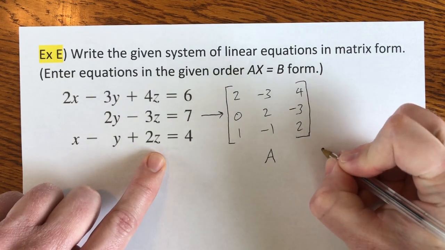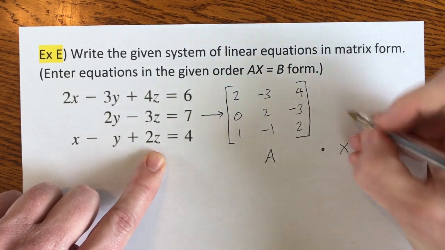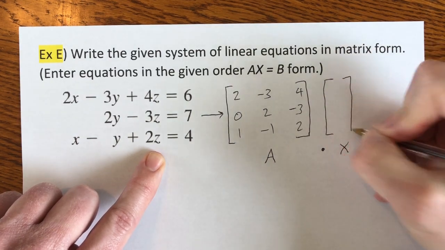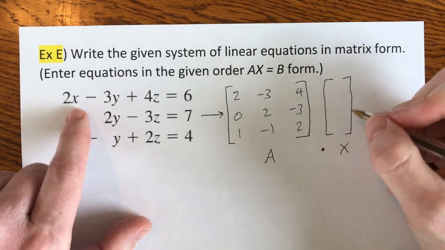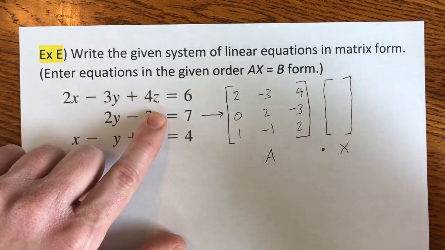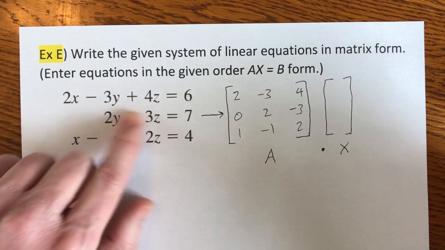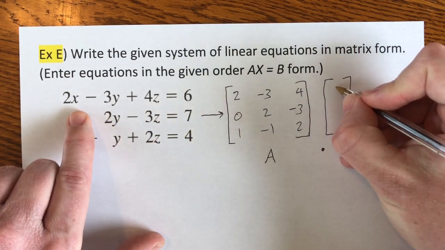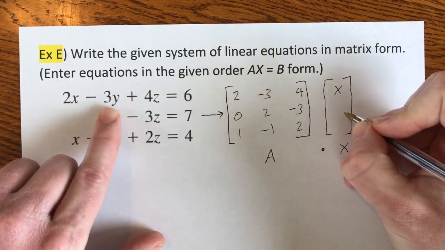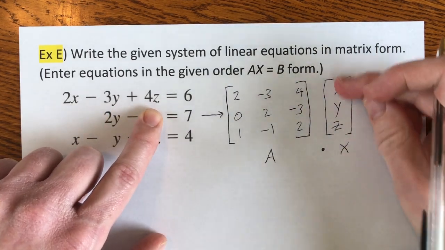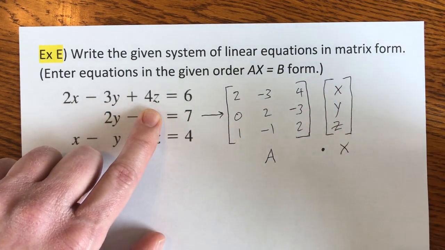And then we have to multiply matrix A by matrix X. Matrix X is going to be our column of variables which we would be solving for if we were actually going to go ahead and solve this thing. Again, right now we're just setting it up. So X, and then Y, and then Z. This is representative of matrix X.